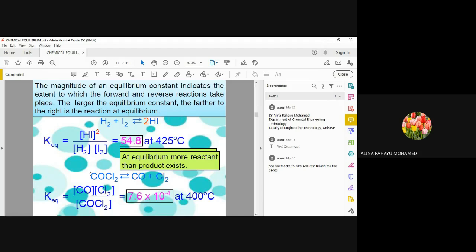Okay. Now, for the reaction of COCl2 in equilibrium with CO and also Cl2, Keq equals the concentration of CO to the power of 1 times the concentration of Cl2 to the power of 1 over the concentration of COCl2 to the power of 1. This equals 7.6 times 10 to the minus 4 at a temperature of 400 degrees C.